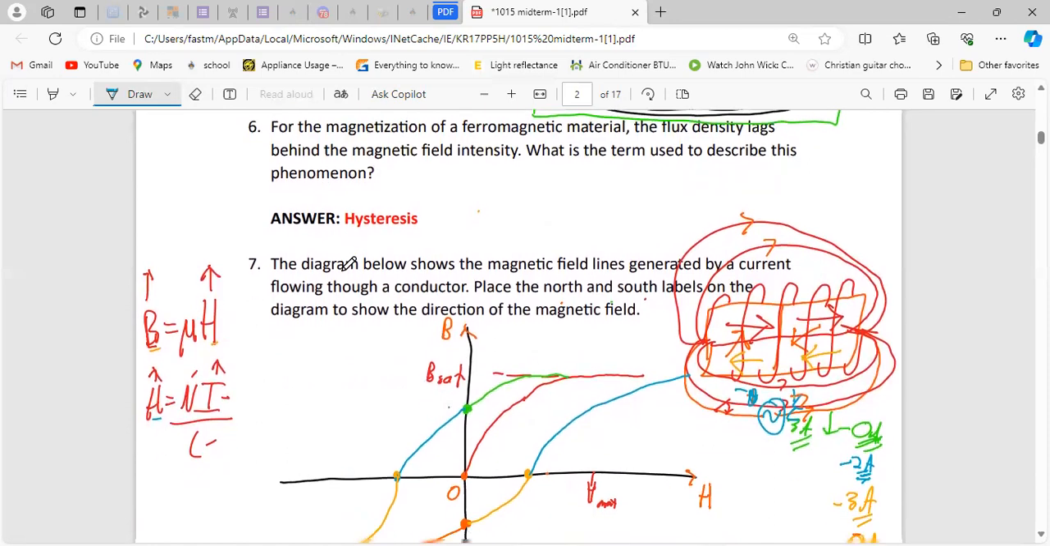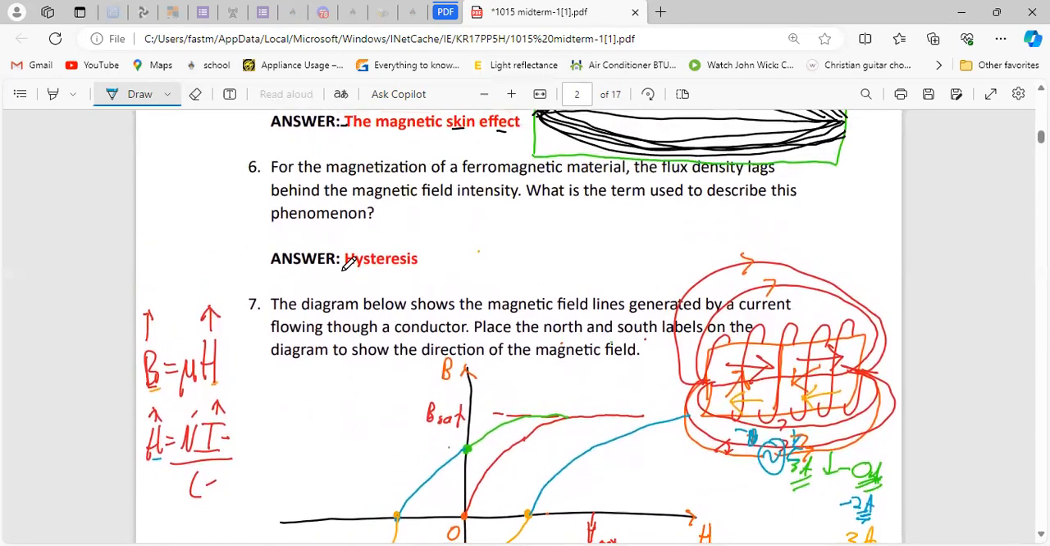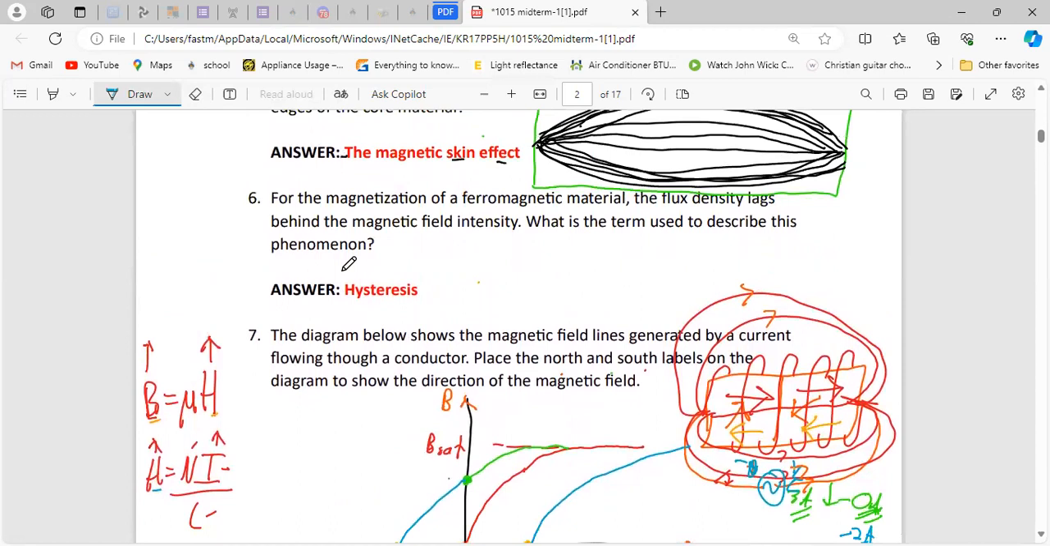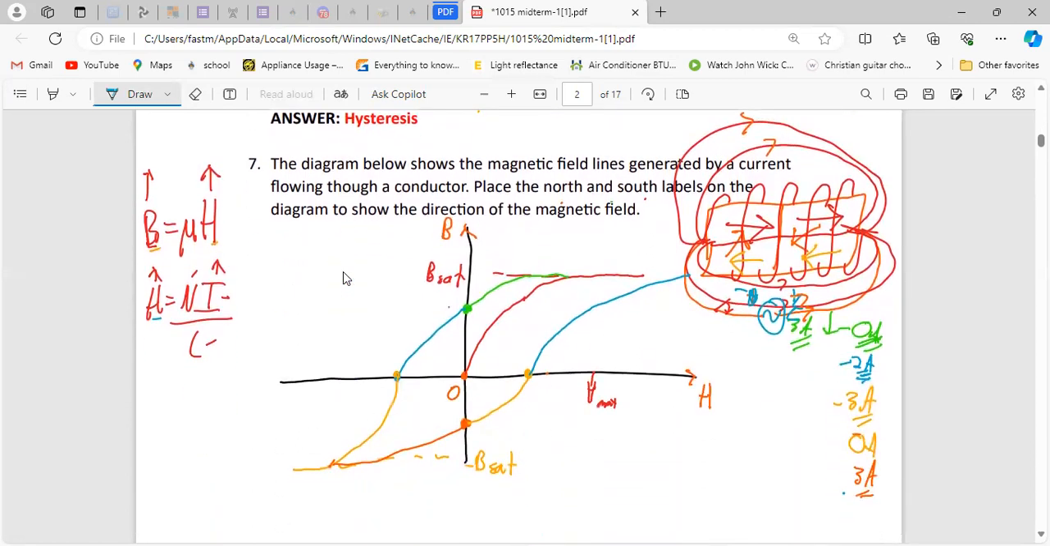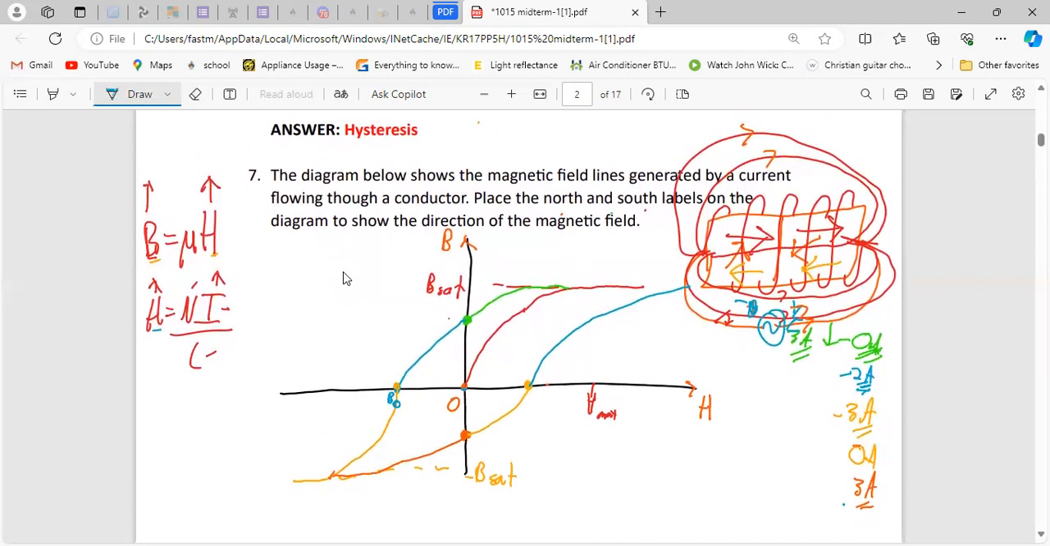As you can clearly see, the B and the H lag each other. So the flux density B lags the intensity H. When H was 0, B was still going in the direction to be 0. So H was 0 here, B was 0 here. So B is lagging behind H. That idea is right.